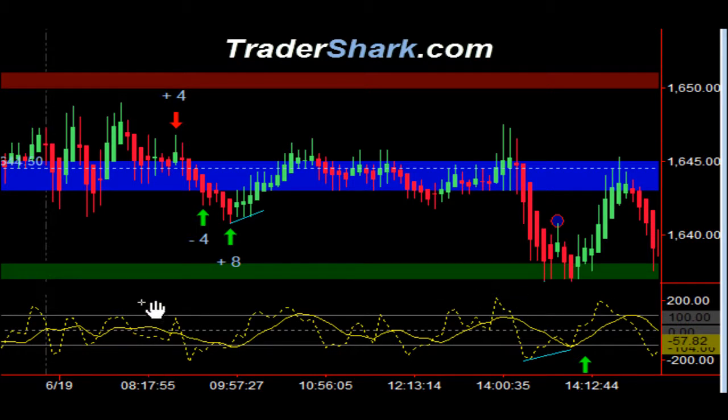I want you to notice the opening price here is at 1644.50, represented by a white dotted line. We had a very narrow Globex range. So with that, we expected a quick pro-range reversal, took a quick 4 ticks with one contract, got stopped out with one contract, and made another 8 ticks.